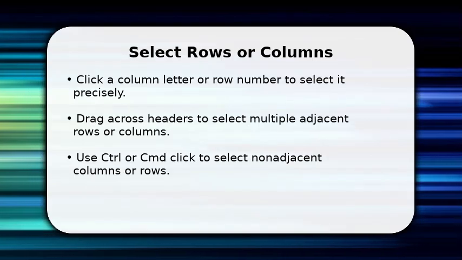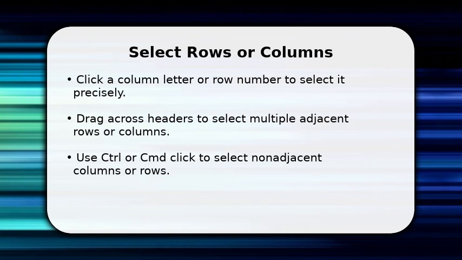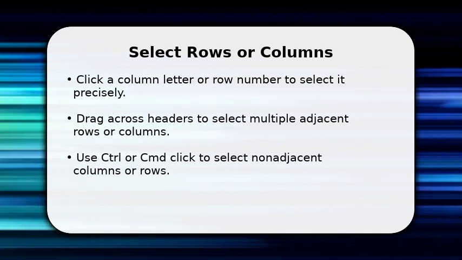Start by opening your Google Sheet and locating the cells to adjust. Click a column letter or row number to select it precisely. Drag across headers to select multiple adjacent rows or columns. Use Ctrl or CMD click to select non-adjacent columns or rows.